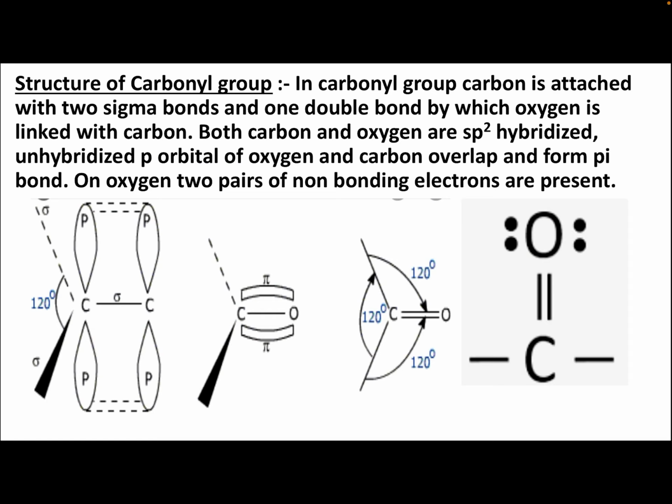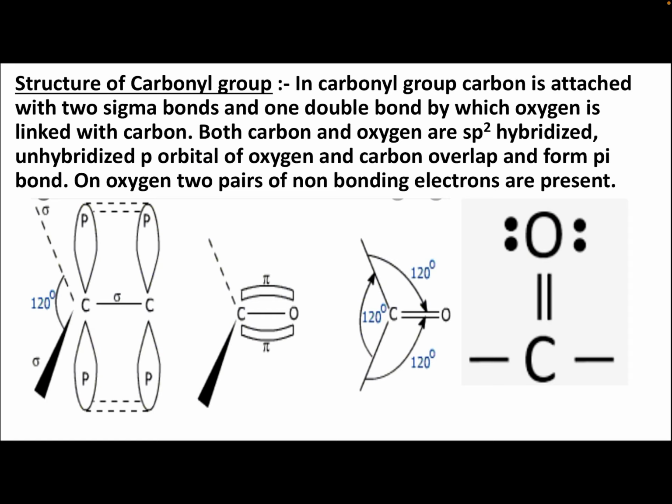So, here you are seeing the structure of the carbonyl group, one is C and another is O. You know that carbon and oxygen are sp2 hybridized, and in sp2 hybridization the 2pz orbital is unhybridized, so this 2pz orbital overlaps sidewise and a pi bond is formed. So, carbonyl carbon and carbonyl oxygen are both sp2 hybridized, and the unhybridized p orbitals of oxygen and carbon overlap and form a pi bond.